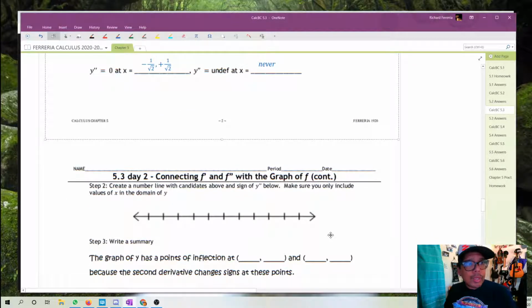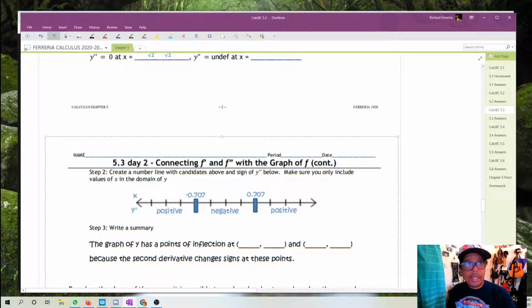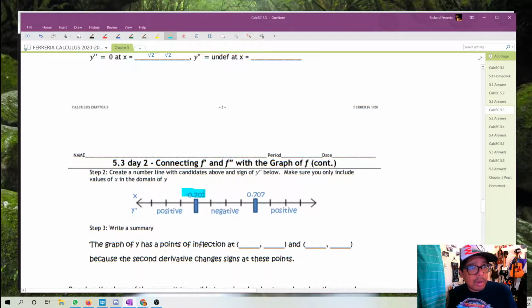Okay, so next we're going to create a number line with those candidates and the sign of y double prime below. This is a lot like your first derivative test. So let's see what we come up with. And that looks pretty good. Here's our candidates for our points of inflection. Notice that above the axis, we're labeling that x. Below the axis, we're labeling that y double prime, telling us where we're supposed to substitute.